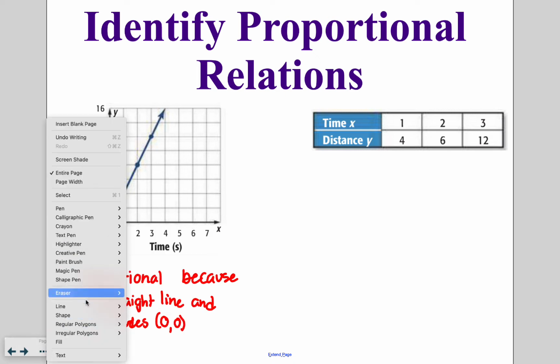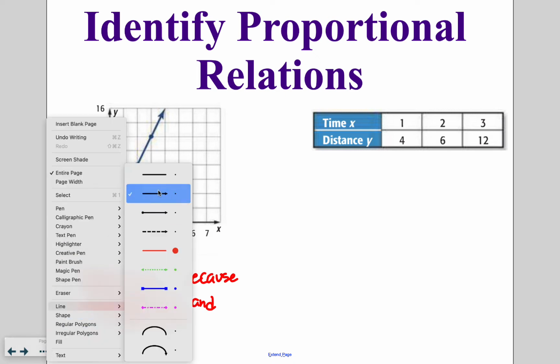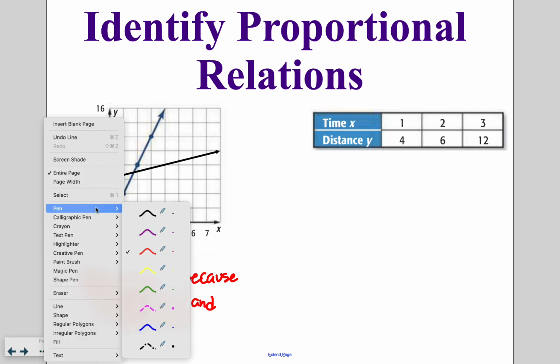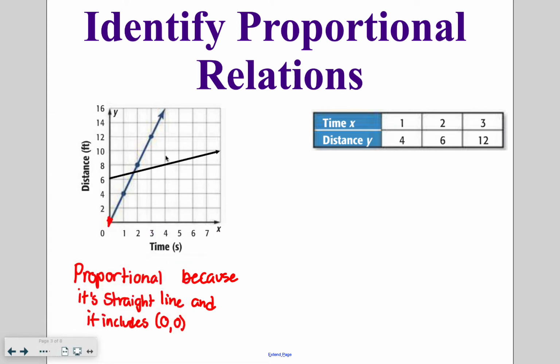If, for example, you had this line going right here, it is a straight line. However, it does not include 0, 0. So that second line that I just drew in, this top one, would be an example of non-proportional and what that looks like on a graph.